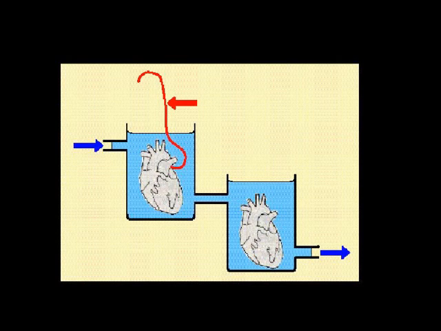So what was this exciting experiment? Well, what he did was he took a frog's heart and he put it in a bath of saline, and he arranged for its vagus nerve to go over an electrode.